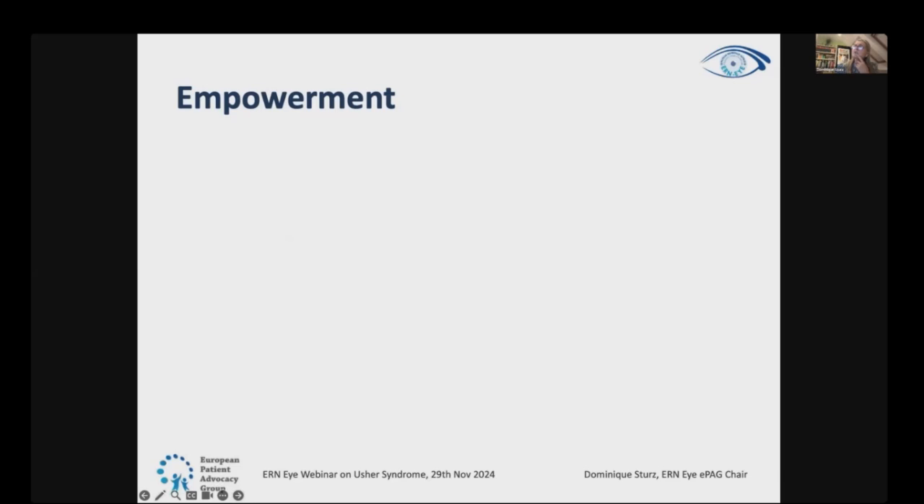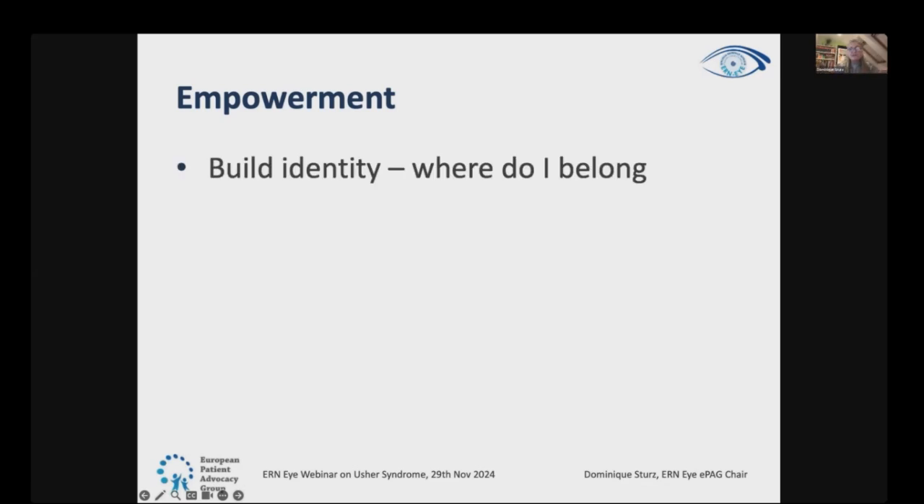Another one, and that's one I like very much, is empowerment. Let us talk about the relevance of empowerment of patients. A confirmed diagnosis helps to build identity. Where do I belong? Who can I reach out to? Can I find similar families? Can I find similar patients?